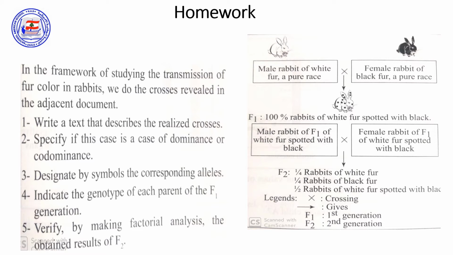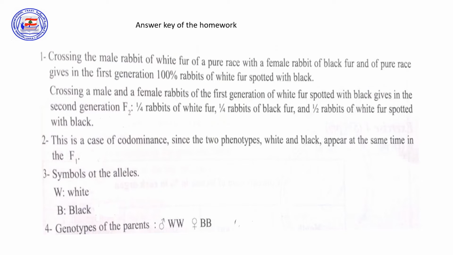So the answer would be, crossing the male rabbit of white fur of pure race with a female rabbit of black fur gives in the first generation 100% rabbits of white fur spotted with black. Then crossing a male and female rabbits of the first generation of white fur spotted with black gives in the second generation F2 quarter rabbits with white fur, quarter rabbits with black fur, and half rabbits of white fur spotted with black.